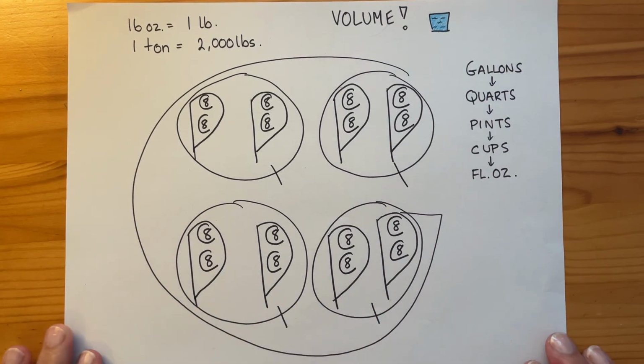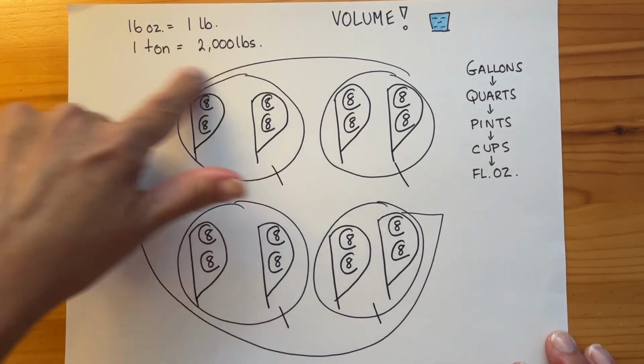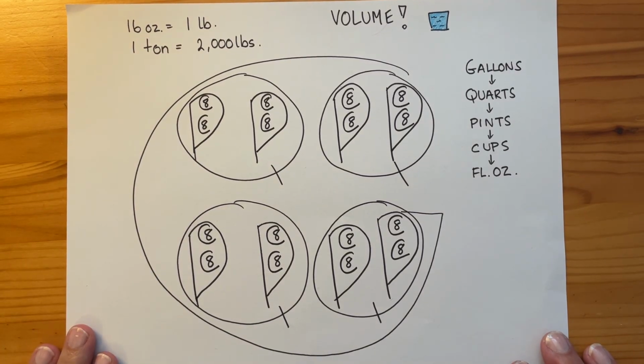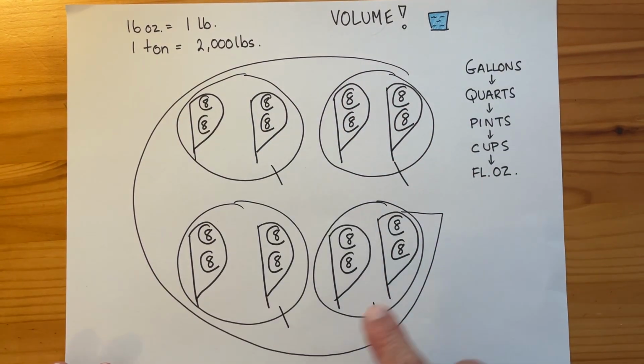In our last lesson, we talked about customary units for weight. So you knew that you had to memorize those. But now for volume, you don't have to memorize anything except you need to be able to draw this entire diagram from memory, which I think you already know how to do because we did it in class and everybody was able to do it.